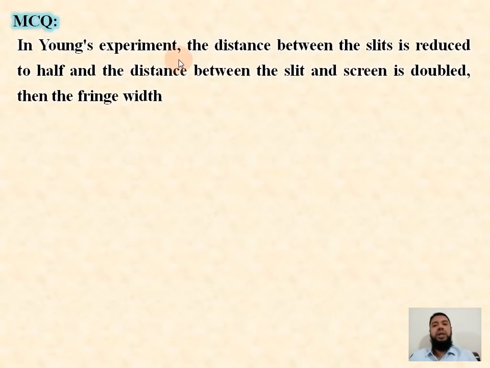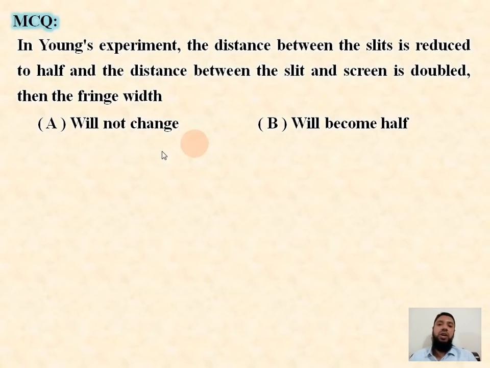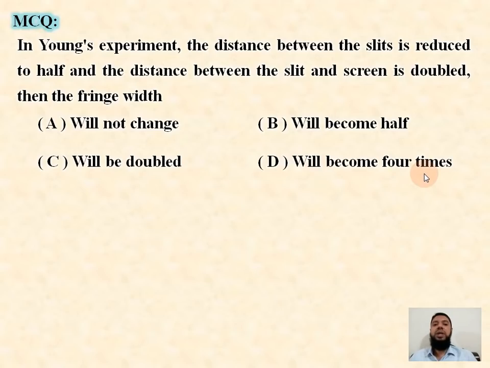In Young's experiment, the distance between the slits is reduced to half and the distance between the slit and the screen is doubled. Then the fringe width: option A, will not change; option B, will become half; option C, will be doubled; option D, will become 4 times.